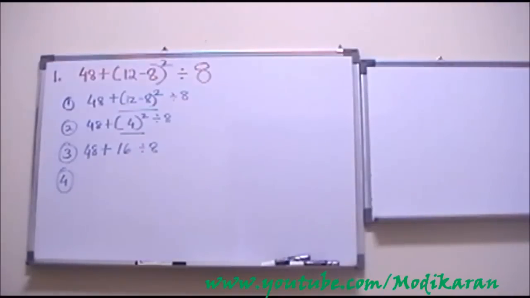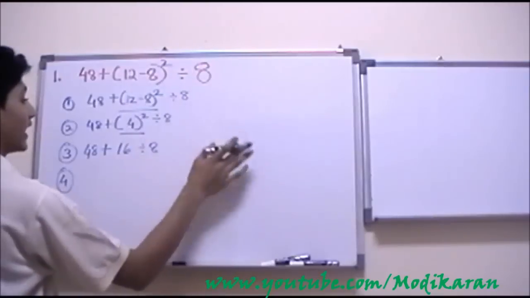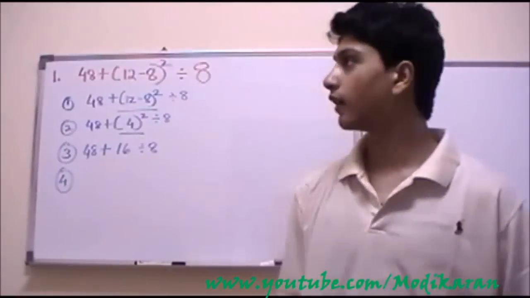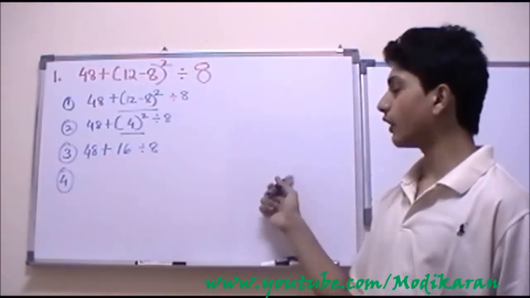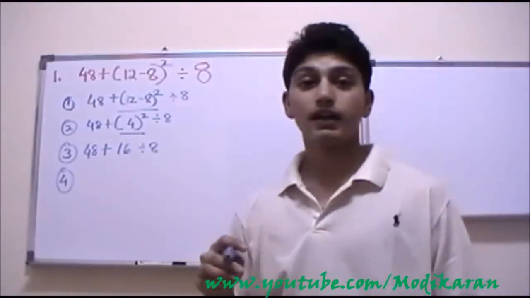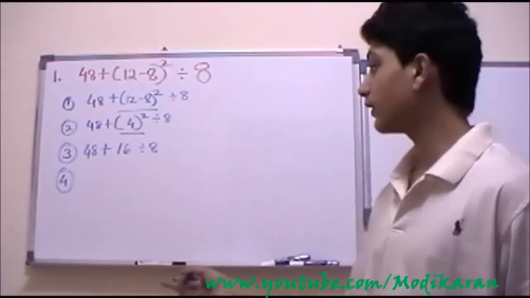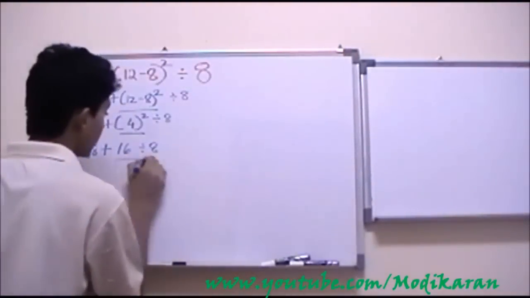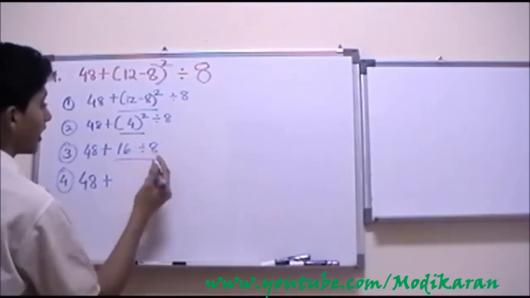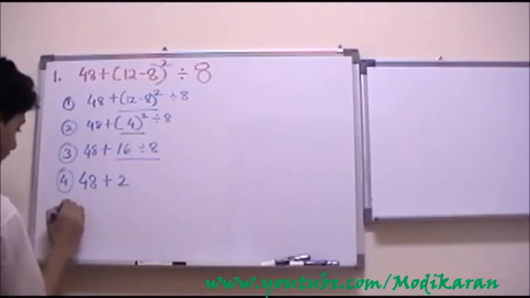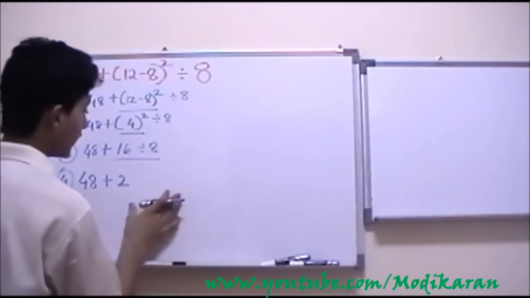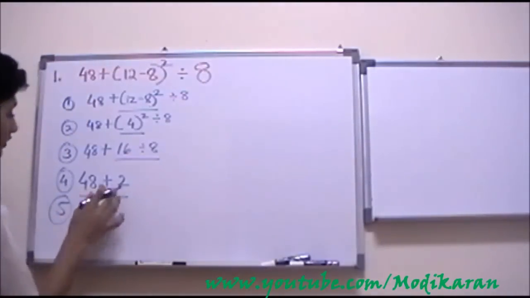The third step applied in order of operation is basically multiplication or division. But in this case, there is no multiplication, but it turns out that there is division. So let's go ahead and divide it. 48 plus 16 divided by 8 is basically 2. The last thing, addition or subtraction. Well, there is no subtraction, but there is addition, so let's go ahead and do that.